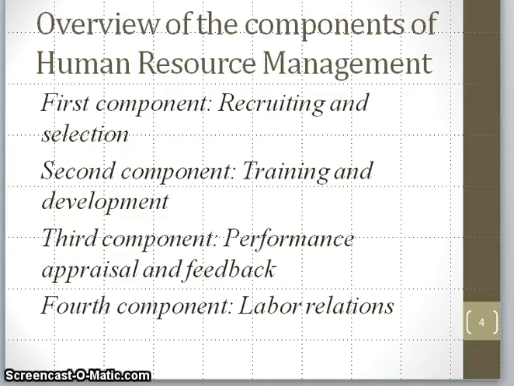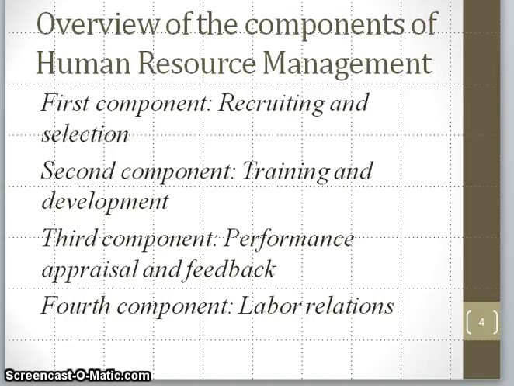The third component of human resource management is performance appraisal and feedback. The third component actually serves two different purposes in human resource management. First, performance appraisal can give managers the information they need in order to make good human resources decisions. Decisions about how to train, motivate, and reward organizational members.